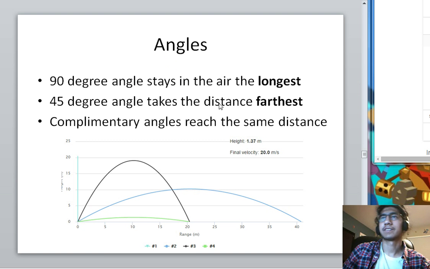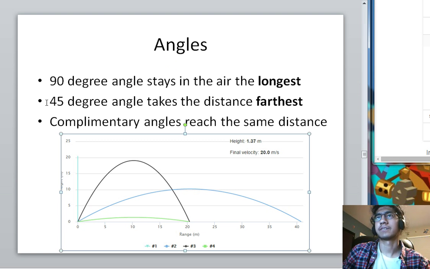Angles. So, if you did your little web quest, you know 90-degree angles stay in the air the longest, but 45-degree angles take the distance farthest, and complementary angles reach the same distance. Here I got this straight from the website. This light blue line is the ball staying in the air the longest. This is the same projectile going the farthest, 45-degree angle. And these are two complementary angles. You can see they end up with the same range, just a little bit over 20.